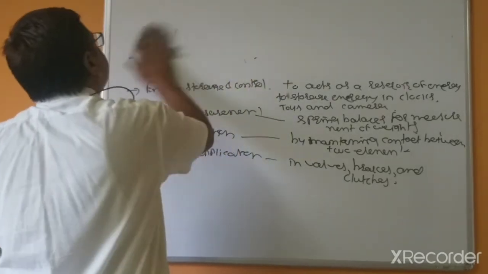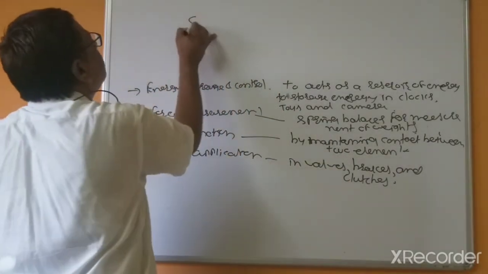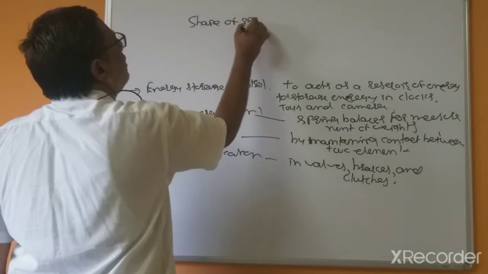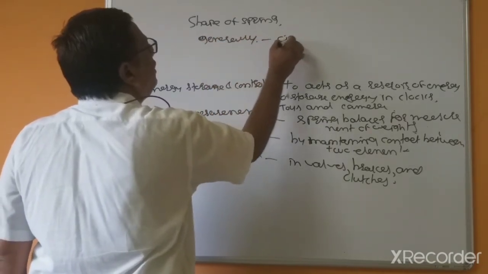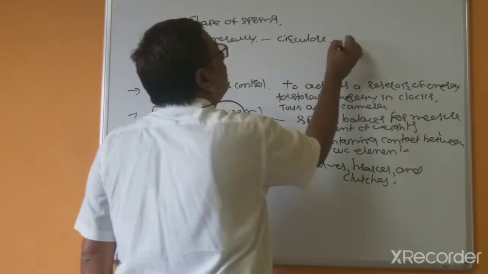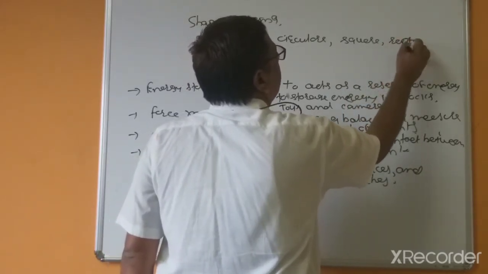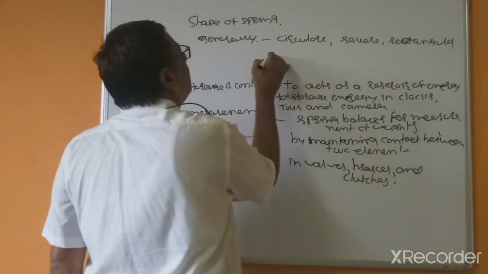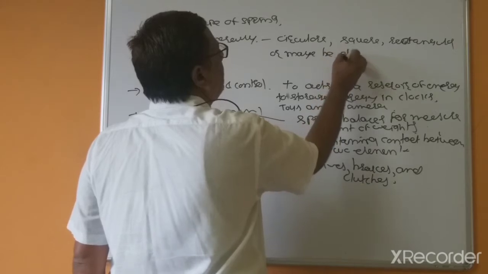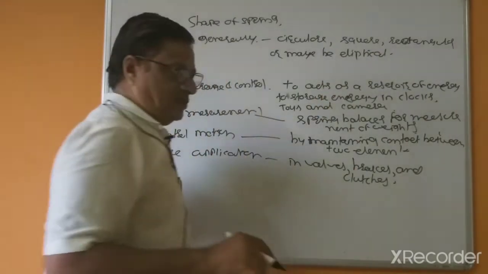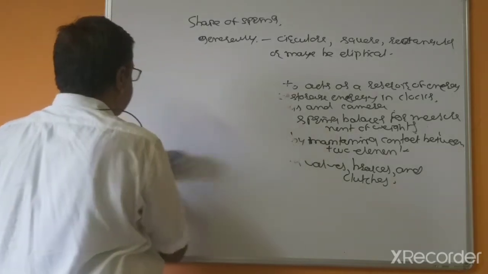Basically, the shape of the springs may be generally circular, may be square, rectangular, or maybe elliptical. That is the shape of the springs.